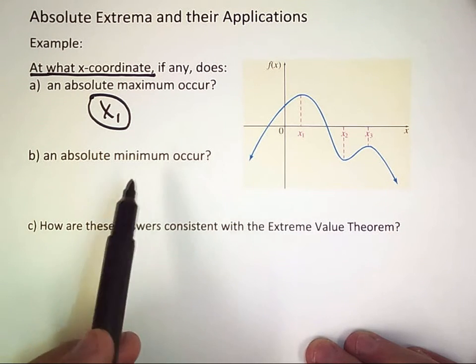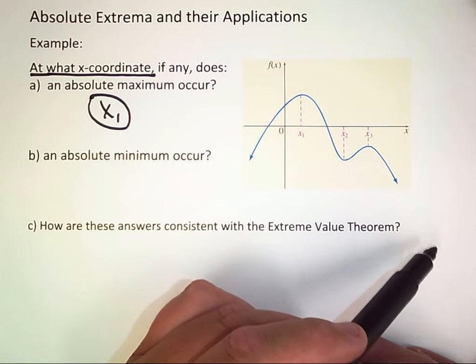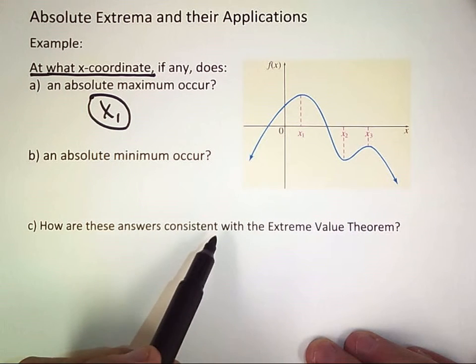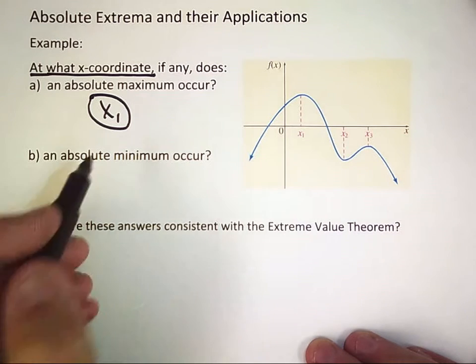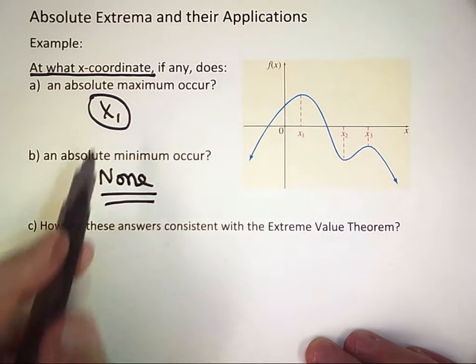Same with absolute minimum, except this arrow indicates that the curve keeps decreasing. In fact, here and here. So there is no absolute maximum. Excuse me, no absolute minimum. There is a maximum. It occurs at x of 1.